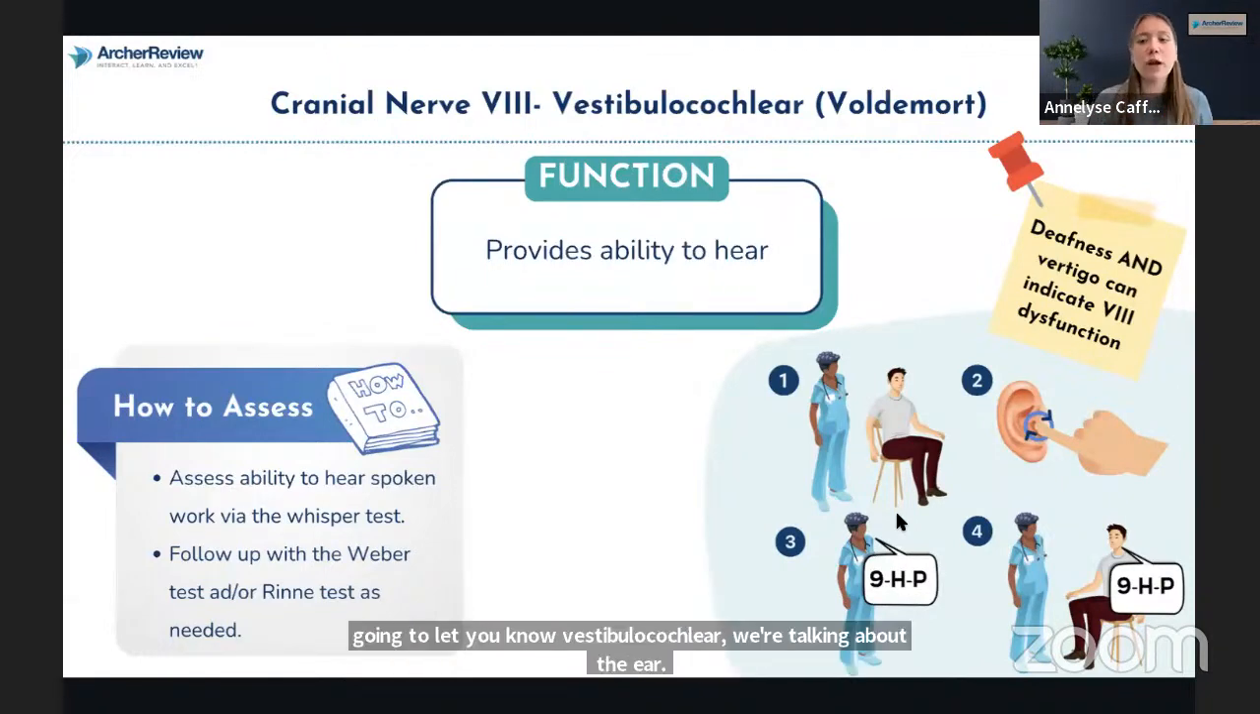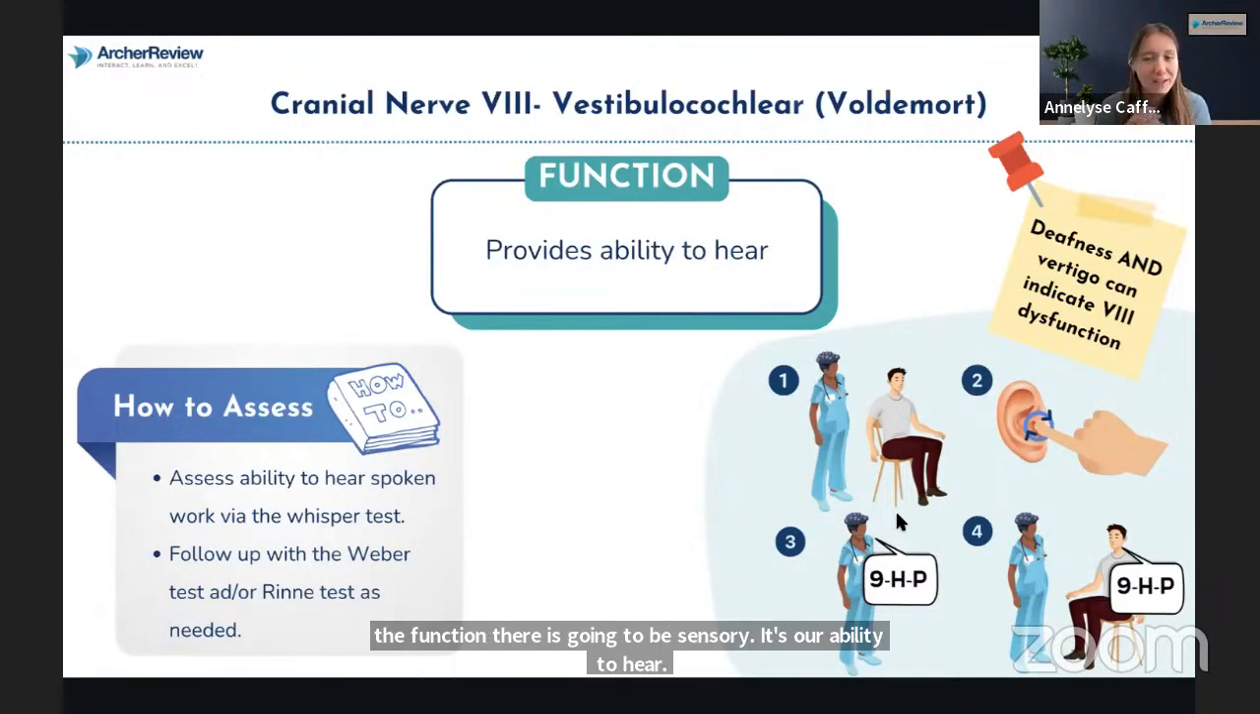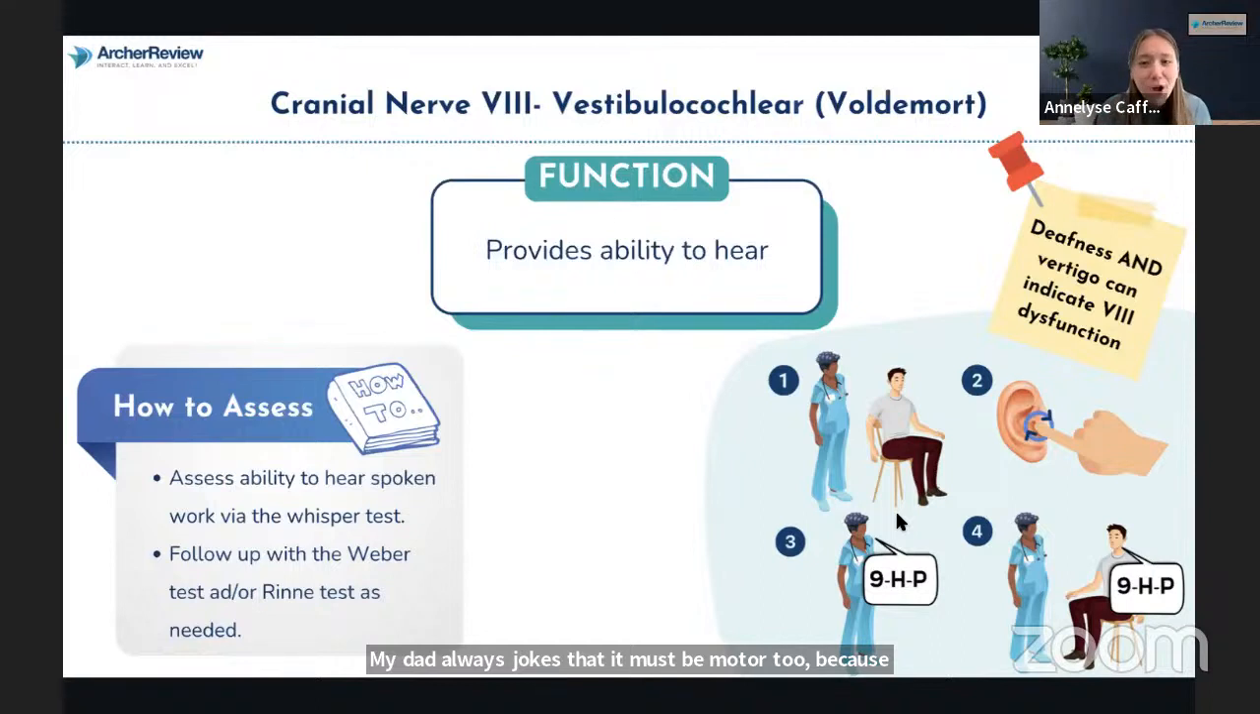So the function there is going to be sensory. It's our ability to hear. My dad always jokes that it must be motor too, because what if you can wiggle your ears? It's not. Vestibulocochlear is only a sensory function. It's our ability to hear.